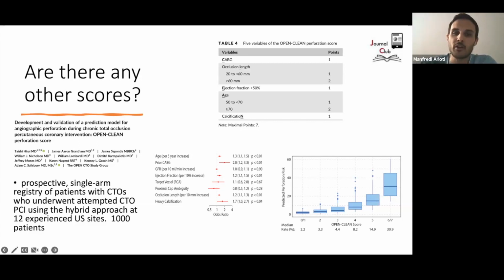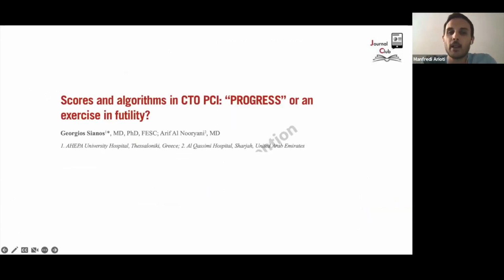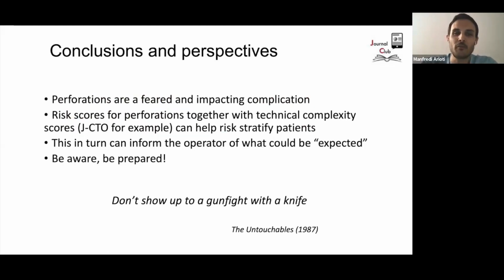And to end our discussion, the paper prompted an editorial by Sianos, which I invite everybody to read because I found it quite interesting, in the sense that it was a little bit polemic. It seemed as if the paper, in Sianos' opinion, obviously, wanted to discourage the use of retrograde or more advanced techniques. But in my opinion, this is not the point.